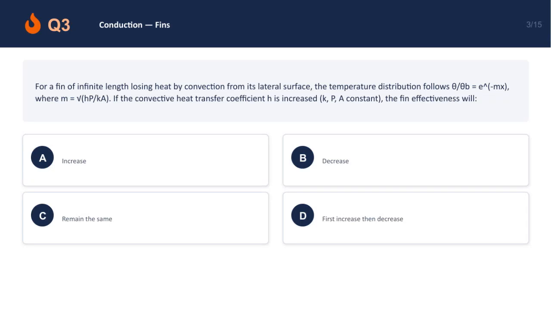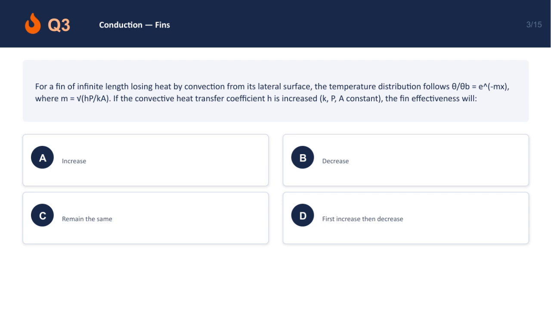Here, we're looking at the temperature distribution in a fin of infinite length, which loses heat by convection from its lateral surface. The key equation shows that the temperature ratio, theta over theta b, decreases exponentially with distance along the fin. The parameter m depends on the convective heat transfer coefficient h, among other variables. Now, the question is, if the convective heat transfer coefficient h increases while other properties remain constant, what happens to the fin's effectiveness? Fin effectiveness is given by the square root of kP divided by hA, where k is thermal conductivity, P is the perimeter, and A is the cross-sectional area.